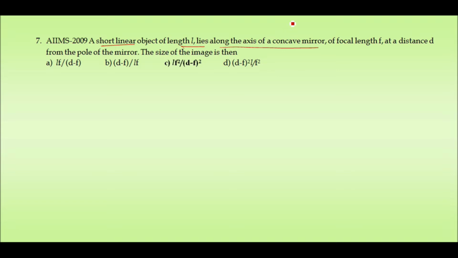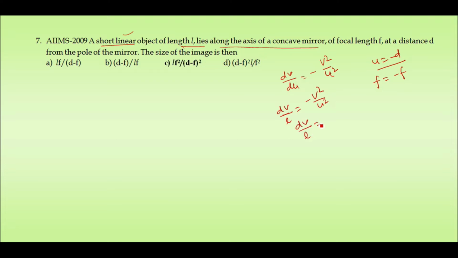So we have to consider the longitudinal magnification, and as this is a short linear object, simply we apply the formula dv by du is equal to minus v square by u square, which we have learned. Here dv is the size of image and du is the size of object. The size of object is given here as L, so dv by L is equal to minus v square by u square, and here f is given and u is given. u is equal to minus d, f is equal to minus f.